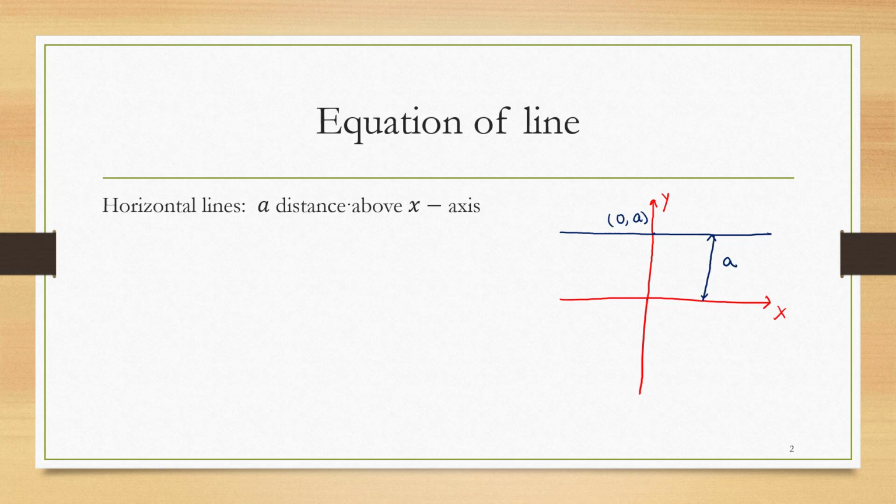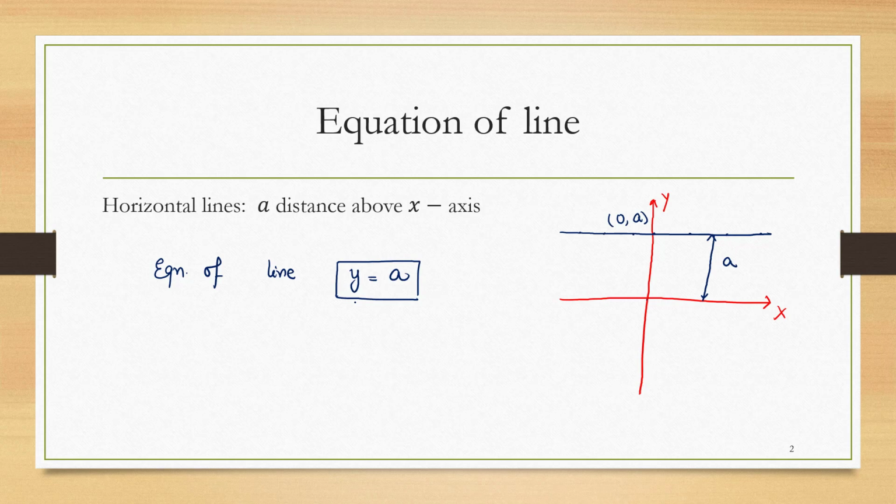So if it is a distance a above x-axis, y coordinate of any point on this line is going to be a. X will vary but y is always going to be a. So equation of line in such case is given by y equal to a, because in this case y is always going to be equal to a.